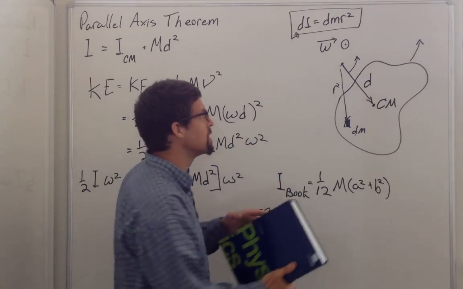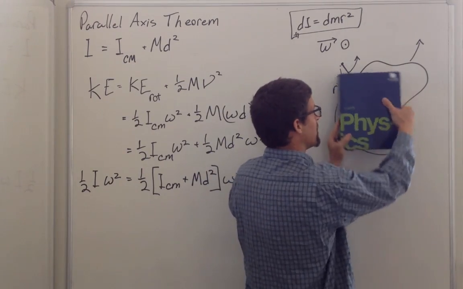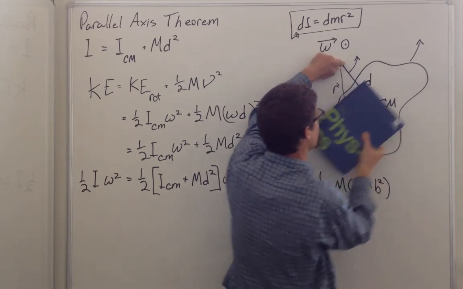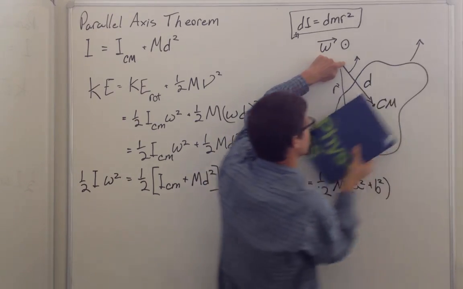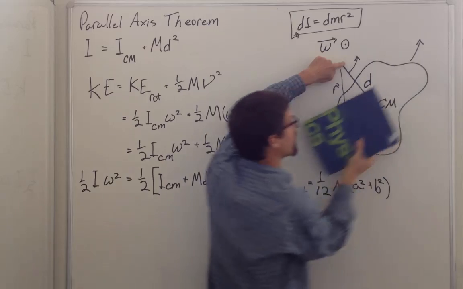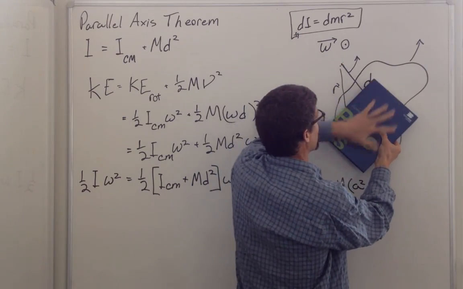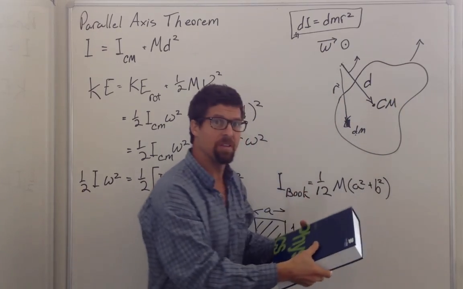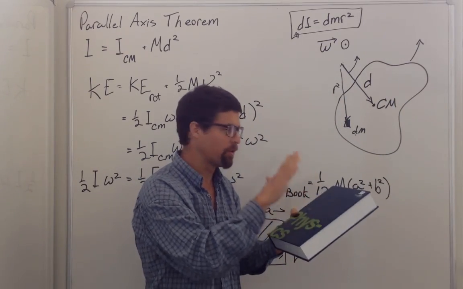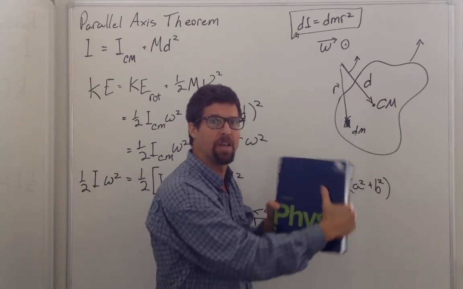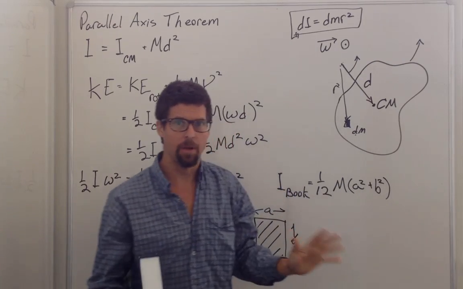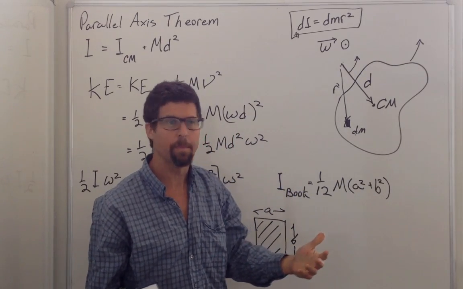The question is this: if instead of rotating about the center of mass, what if we're rotating about some other point? How do we find the moment of inertia then? We could simply just integrate over that whole body again, as we did initially, to get the moment of inertia of the body itself about its center of mass. We could do that if we love calculus and we want to integrate.